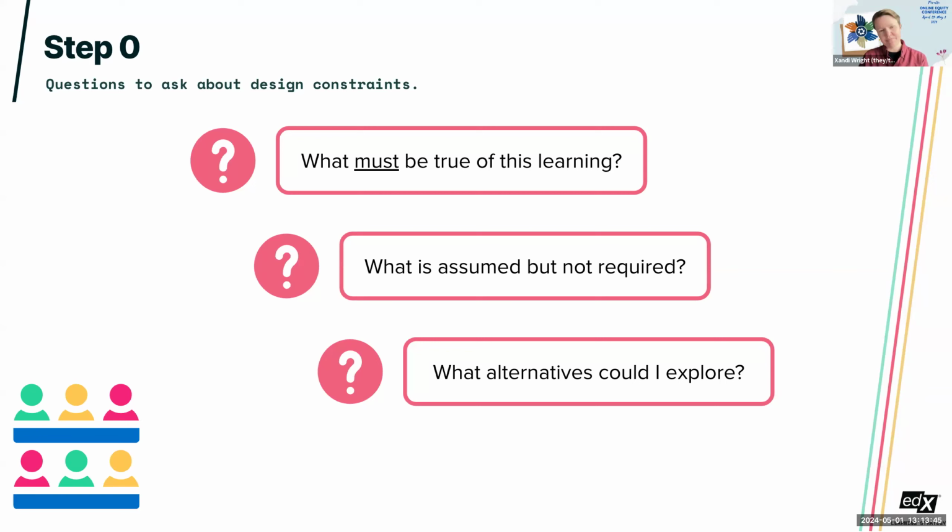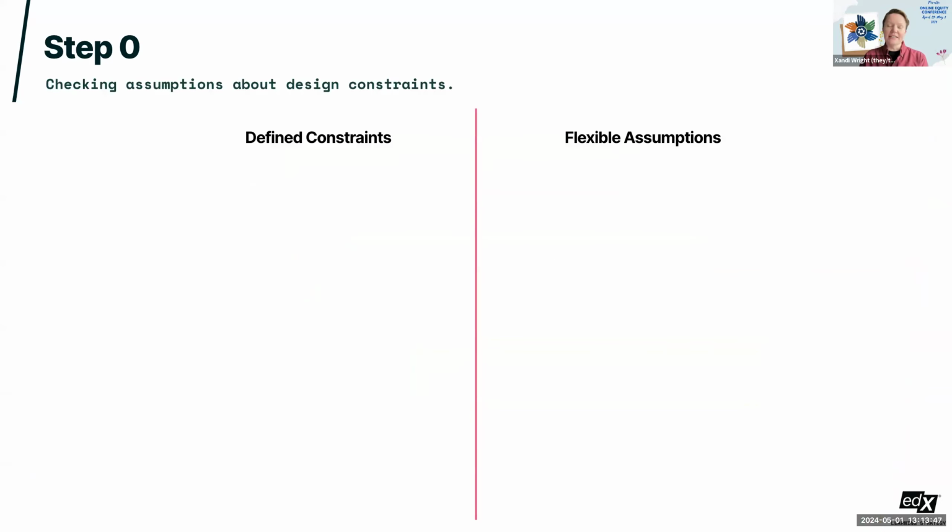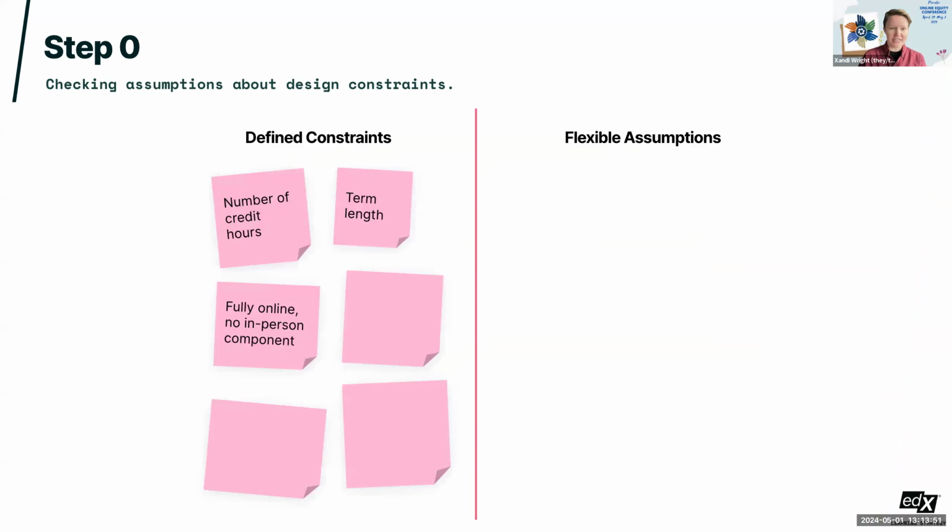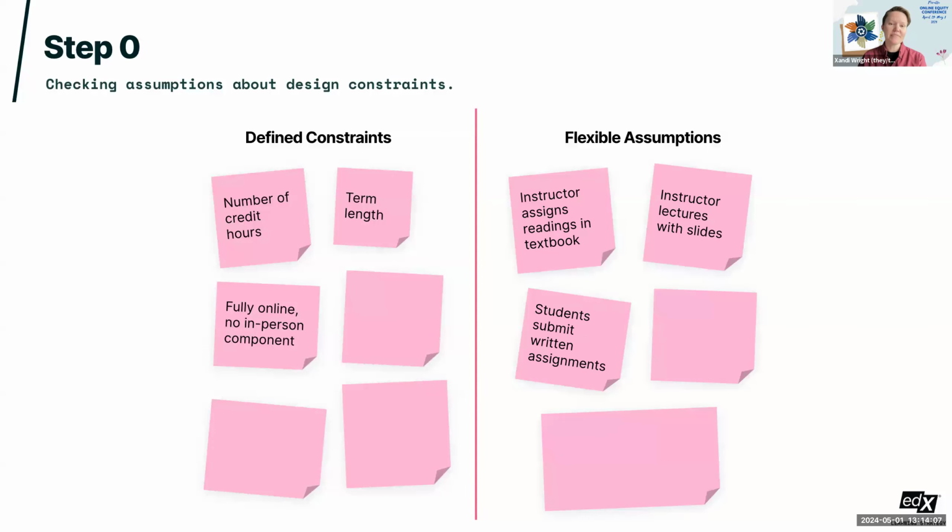So for example, again, if we're designing a class for a community college context, we might be given some constraints around the number of credit hours, the term length. We might know upfront whether it's going to be a fully online version or if there might be a hybrid or a HyFlex. So these are examples of things that we might know going in.